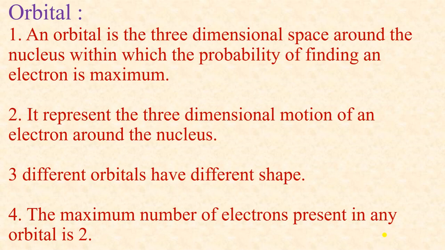Okay. Next, different orbitals have different shapes. In further topics you will study the shapes of orbitals like s, p, d and f, and these orbitals have different shapes. Next, the maximum number of electrons present in any orbital is 2. That means in one orbital only 2 electrons can be present. You will understand this topic in the next topic.